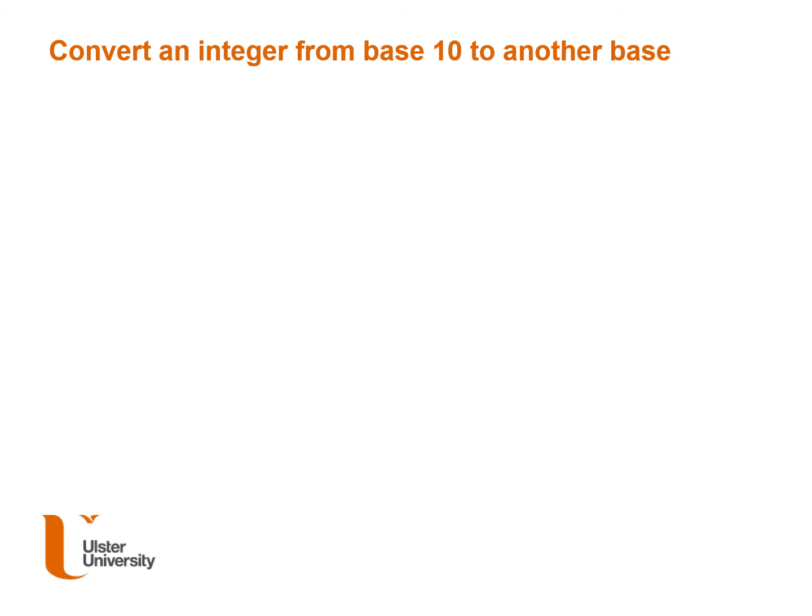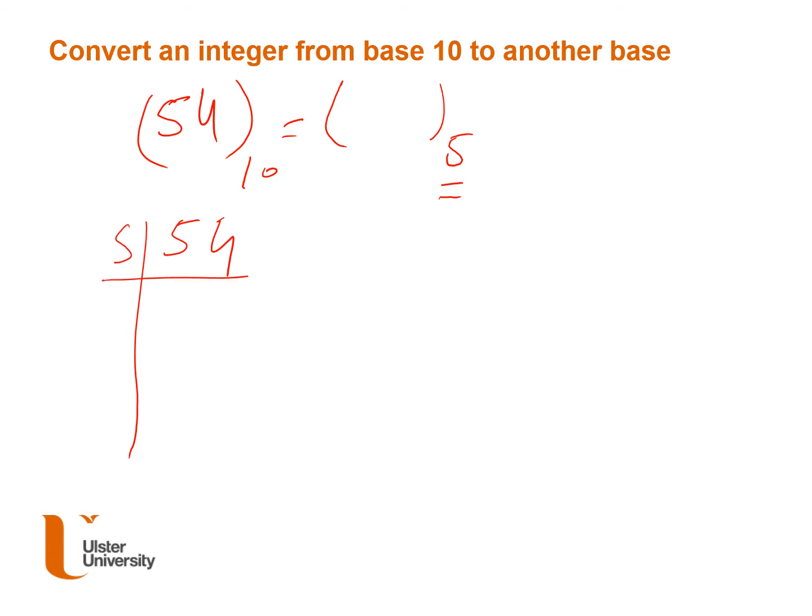Another example could be converting 54 from base 10 to base 5. If we have to convert any decimal number to any given base, we need to divide that number by that given base. For example, in this case, we're converting 54 from decimal to base 5, so we need to divide 54 by 5. 5 1s are 5, and 4 is smaller than 5. We're going to put 0, and remainder would be 4.